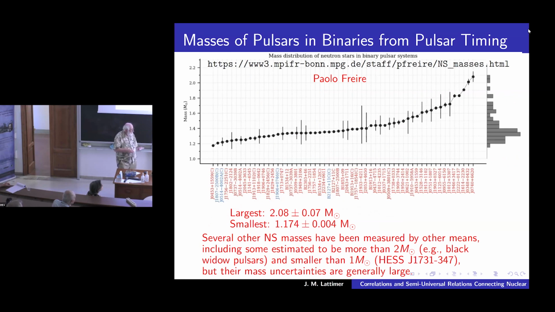Now, several other neutron star masses have been measured by other means, including the so-called black widow pulsars that appear to have masses up to 2.5 or even 2.8 solar masses. But the uncertainties in those systems are so large that they're not included yet in such a figure. And there is a recent determination of a mass that's supposed to be smaller than 1 solar mass, again with very large uncertainties. But there's a lot of debate in the community about the optical observations that go into the determination of the mass of that system. So I don't take it seriously, at least at the present time.